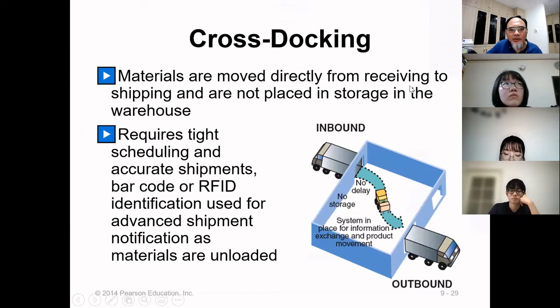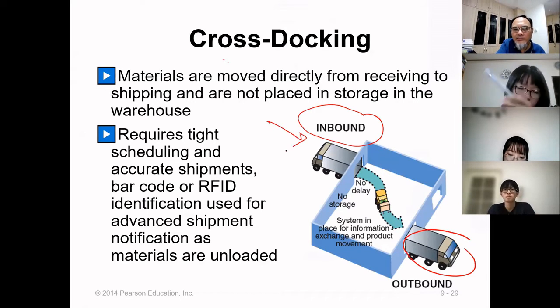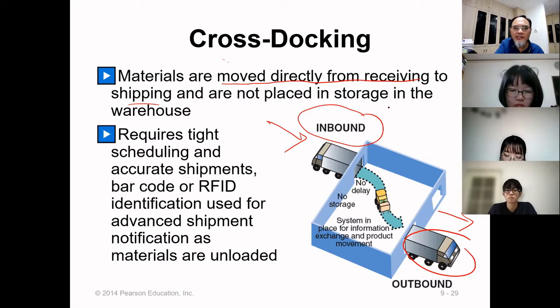So this is the concept of cross-docking. Cross-docking is, so this is cross-docking, inbound, outbound. I mean, this came in and this is going to go out. So materials are moved directly from receiving to shipping and not placed in storage in the warehouse. Minimum storage, if there is any, okay? But of course, it requires very good scheduling, because you want to know exactly when this arrives, the exact time and date, from the port, for example, take it from the port or even at the port. At the port, we have this cross-docking, okay?